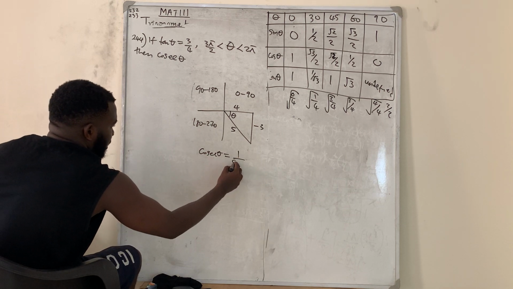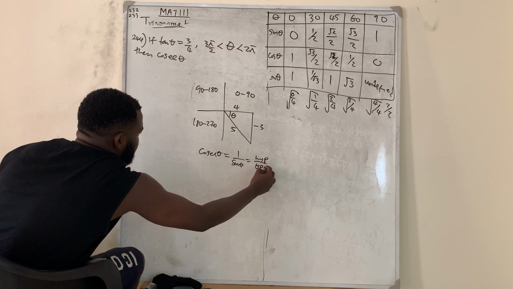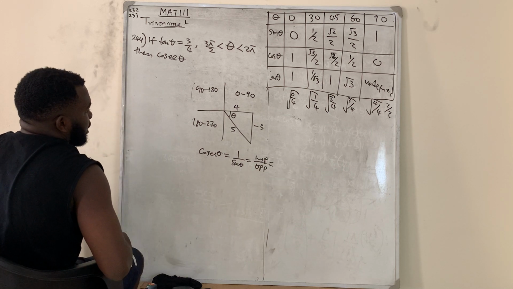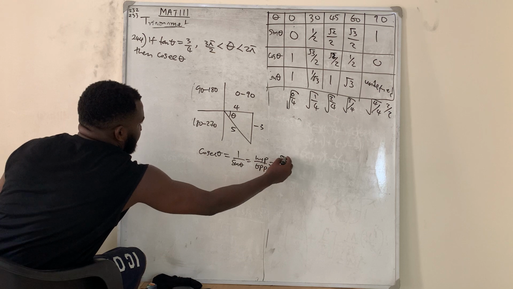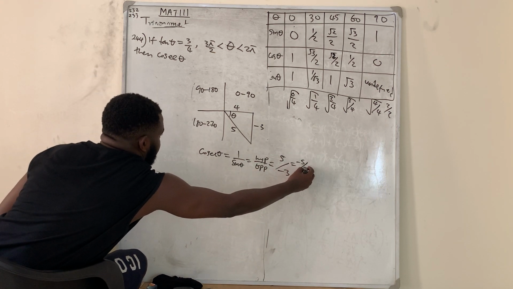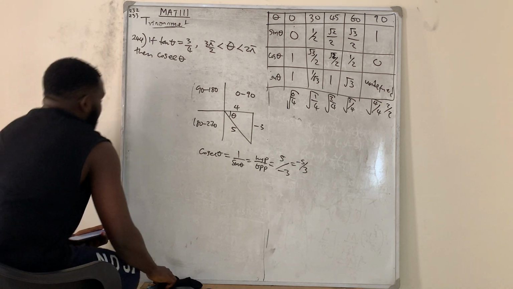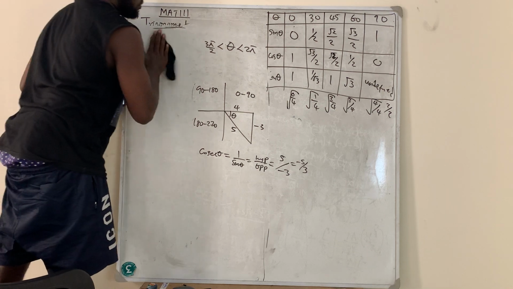So cosec theta means 1 over sine theta, which is hypotenuse over opposite. So where is my hypotenuse? Hypotenuse is 5, over opposite. My opposite is minus 3. So my answer is minus 5 over 3. So minus 5 over 3 is the answer for that particular question. So we move to the next question.